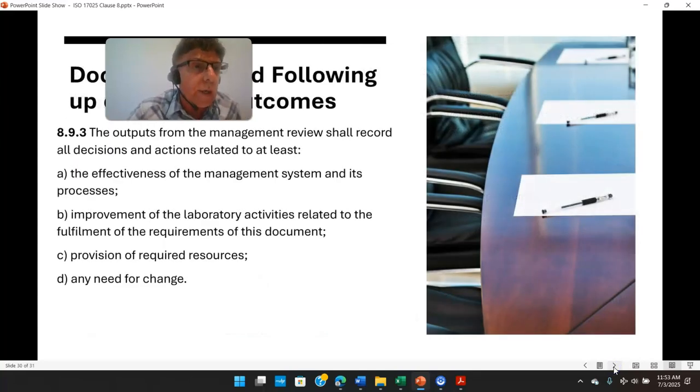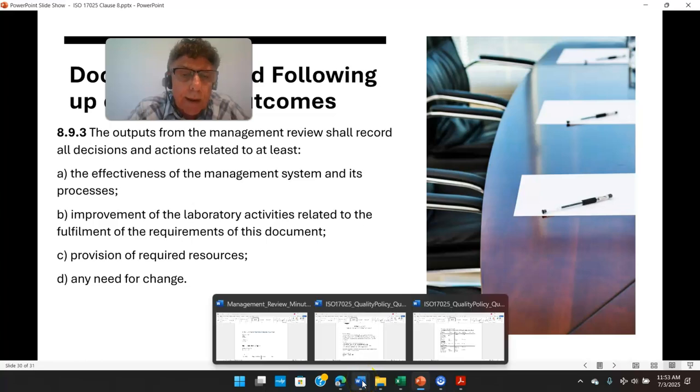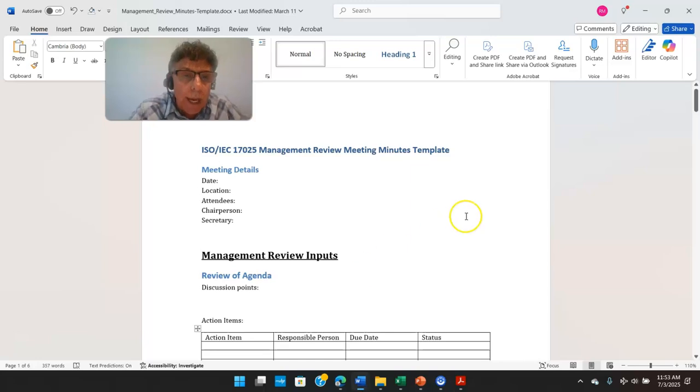Here are the required outputs for management review. Management review shall record. That means you need records. The effectiveness of the management system and its processes, improvement of laboratory activities related to the fulfillment of this document, provision of required resources, any need for change. So what I'd like to do is show you an example of what management review meeting minutes would look like.